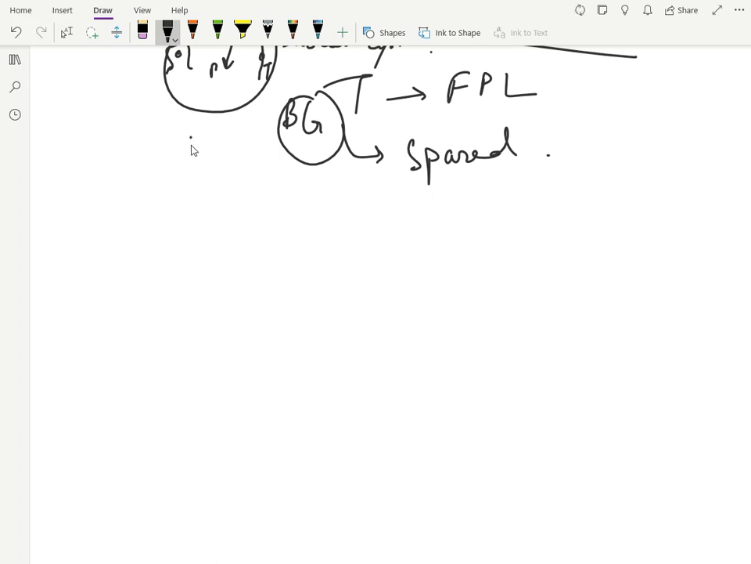And there is normal corpus callosum and the internal capsule. So basal ganglia is spared along with the normal corpus callosum and internal capsule. So that's how you differentiate it.